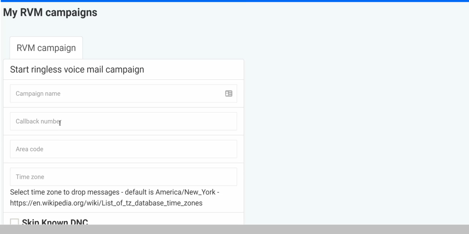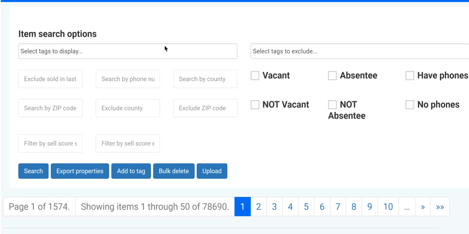So if you were to create a tag, any automation, we can go pull the Sherpa data in and automatically include it to the RVM campaign.